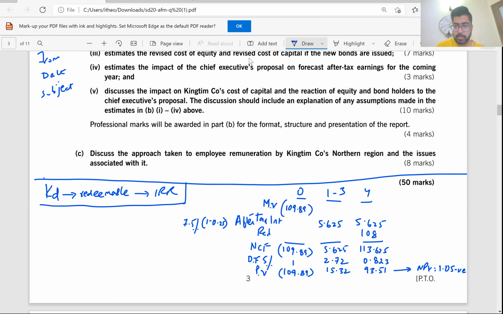Okay. Now, if we got the negative NPV, we need positive NPV. For positive, we reduce the discount factor to, let's suppose, 3%. Here, zero factor is 1. For 1 to 3, 2.82. And for year 4, 0.888.